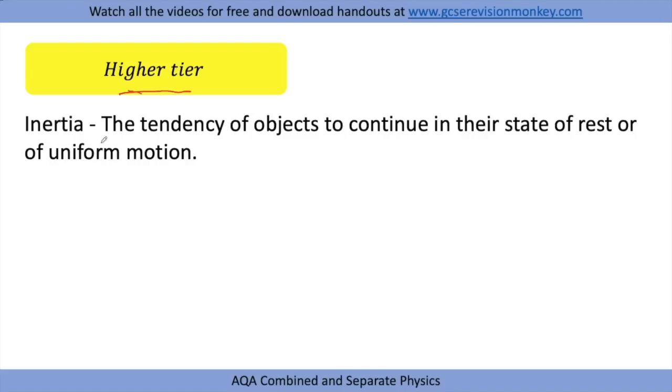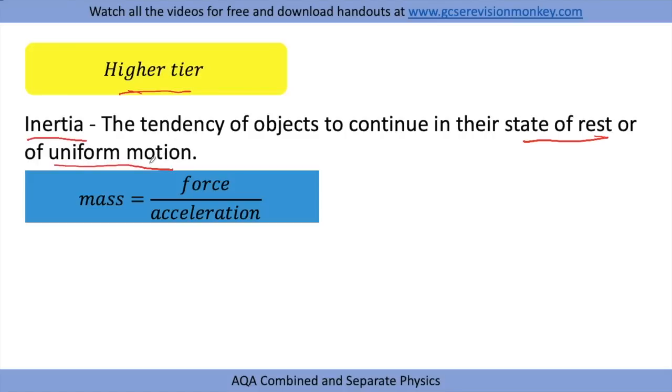For higher tier, you also need to be aware of the meaning of inertia, and that is the tendency of objects to continue in their state of rest or of uniform motion. So if objects are already stationary, in the state of inertia, they'll remain stationary, or if they're already moving, they'll continue moving in a uniform motion.